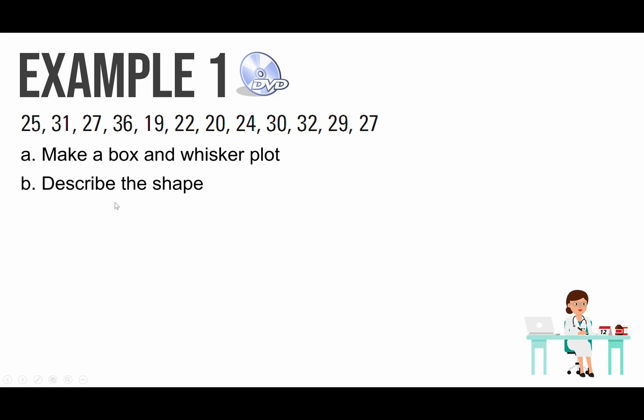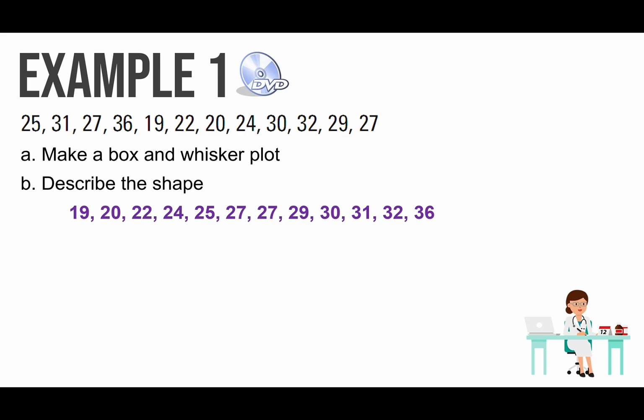popping out. So let's say I survey a couple of people and I ask, hey, how many DVDs do you have? A person says, I have 25, I have 31, 27, 36, and so on. To make a box and whisker plot, the first thing you need to do is organize these numbers from least to greatest. Once I have this, you're going to find the quartiles, quartile 1, 2, and 3. Hopefully you guys remember this from chapter 9.